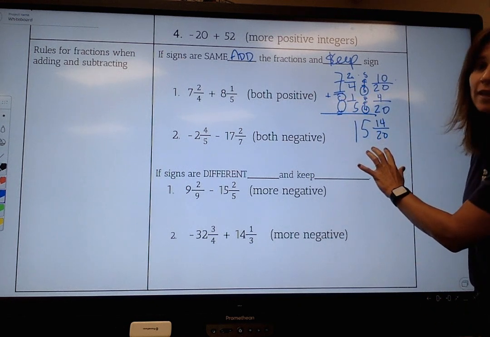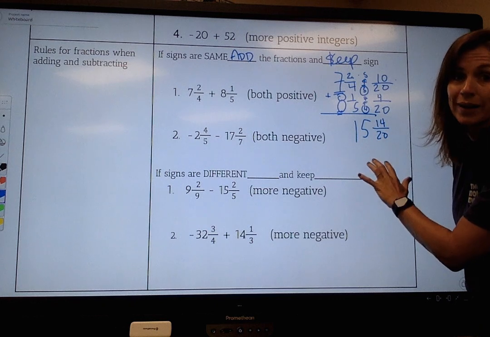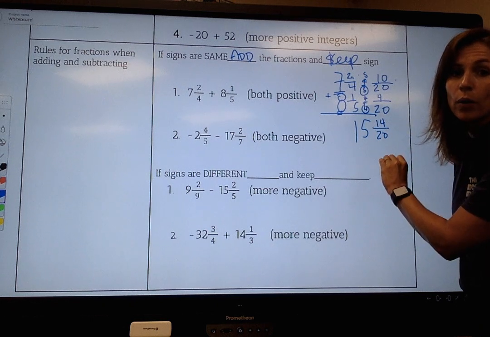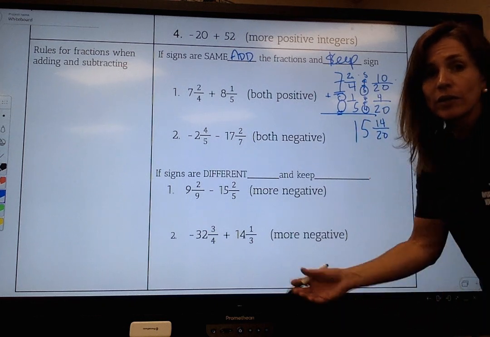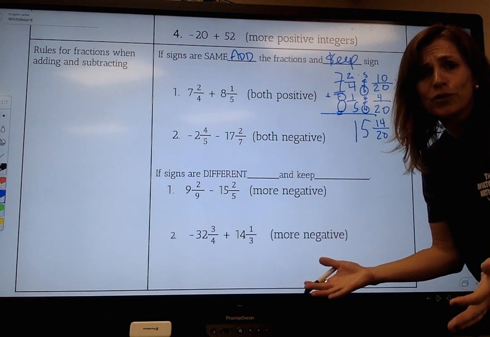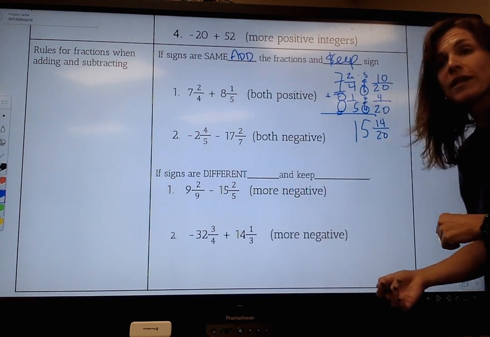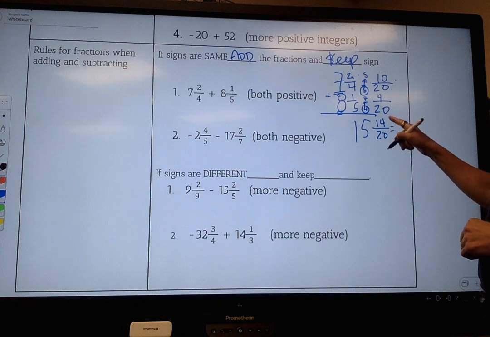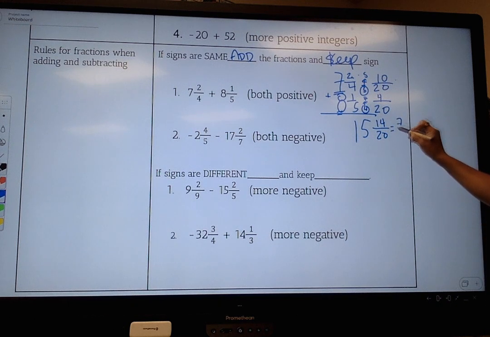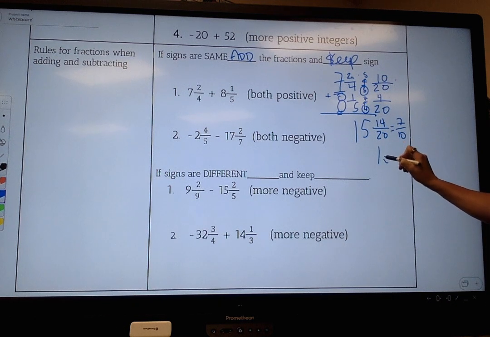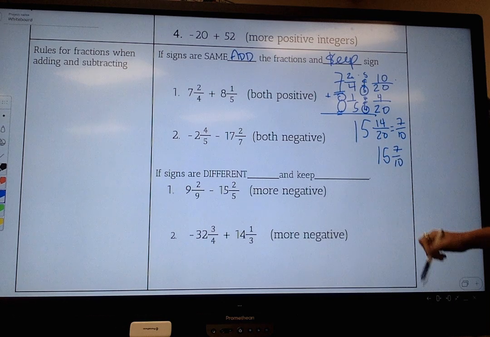Now, this is not the proper form I want it in. Always, always, always reduce your fraction. Always. Don't ask me, hey, Ms. Hartman, do we need to reduce your fraction? Yes, 100% of the time. So I'm going to reduce that. So I'm going to get 7 over 10. So my final answer is 15 and 7/10.